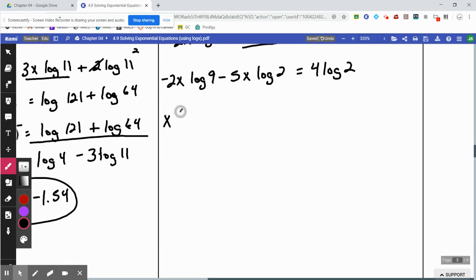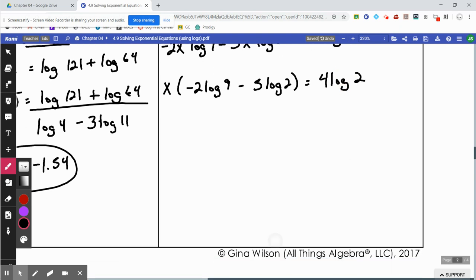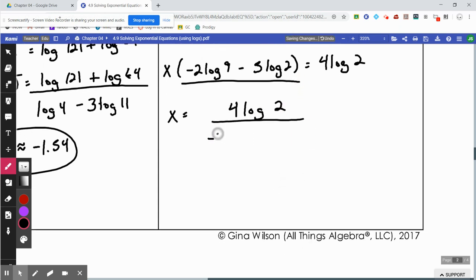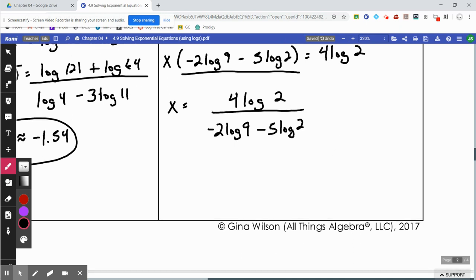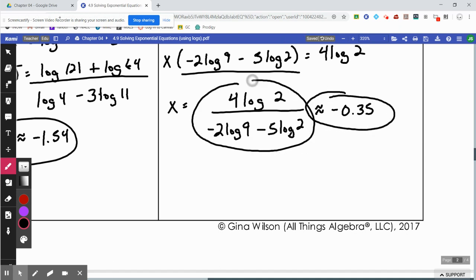Factor out the x over here. You're left with negative 2 log 9 minus 5 log 2 equals 4 log 2. And the last step, to get x by itself, we're simply going to take our 4 log 2 and divide it by everything else on this side, which is negative 2 log 9 minus 5 log 2. That's an exact answer, or you could clean it up some. Type that into your calculator and you get approximately negative 0.35. So again, here's your exact, there's your approximate.